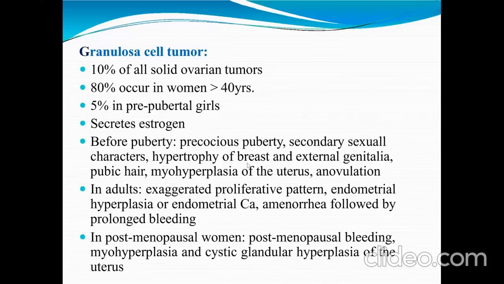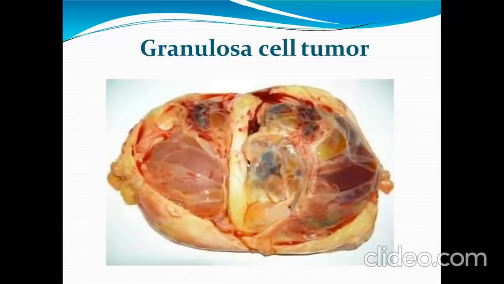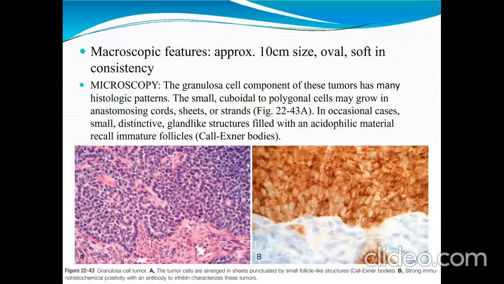In adults, it causes an exaggerated proliferative pattern, endometrial hyperplasia, or endometrial cancer, amenorrhea followed by prolonged bleeding. In postmenopausal women, it causes postmenopausal bleeding, myohyperplasia, and cystic glandular hyperplasia of the uterus. Here is a gross picture of the granulosa cell tumor. The macroscopic features are that it is an oval, soft in consistency tumor, approximately 10 centimeters in size.